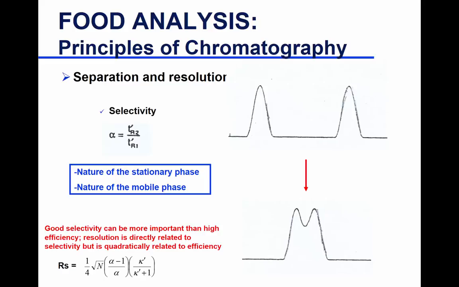So here's an important note. Good selectivity is more important, or could be more important, than efficiency. Sometimes you don't really care for a very sharp peak. As long as you have good selectivity and they're separated, it's okay if it's not a very sharp peak. In the equation, resolution is related to the square root of efficiency, a quarter power of the efficiency. However, it is directly related to selectivity.